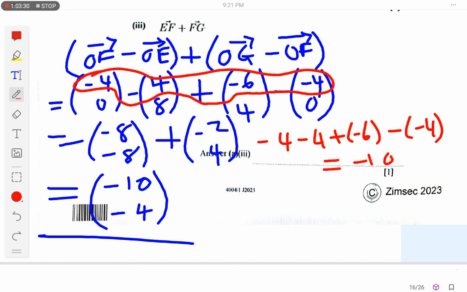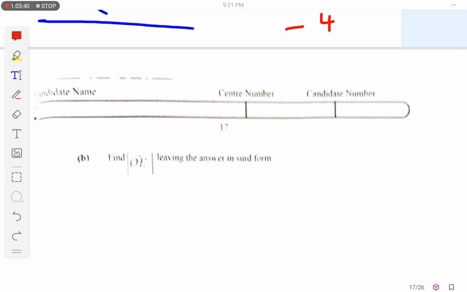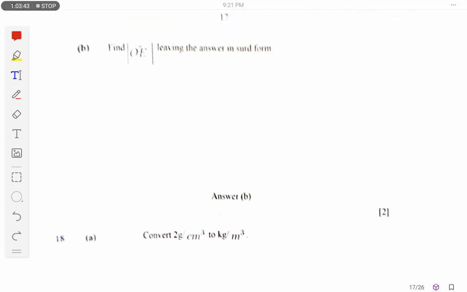Then at the bottom, you have got 0. So you have 0 minus 8 plus 4, then minus 0 there. We get ourselves minus 4. So it's the same way, but that was a longer way. Then the last part is saying find the magnitude, leaving the answer in surd form.